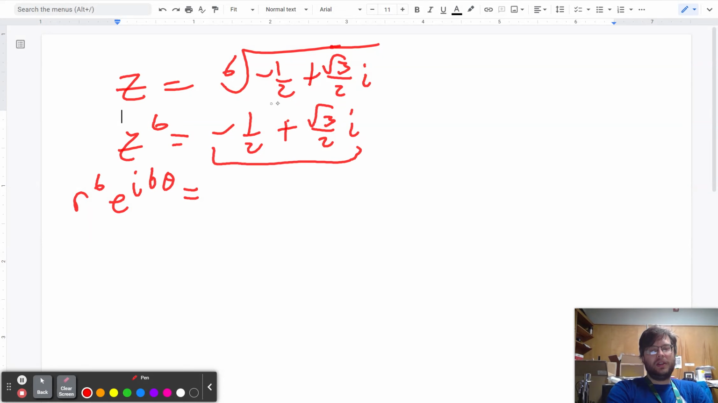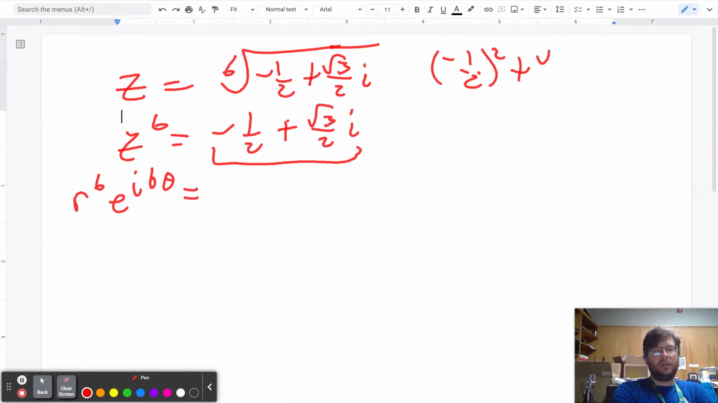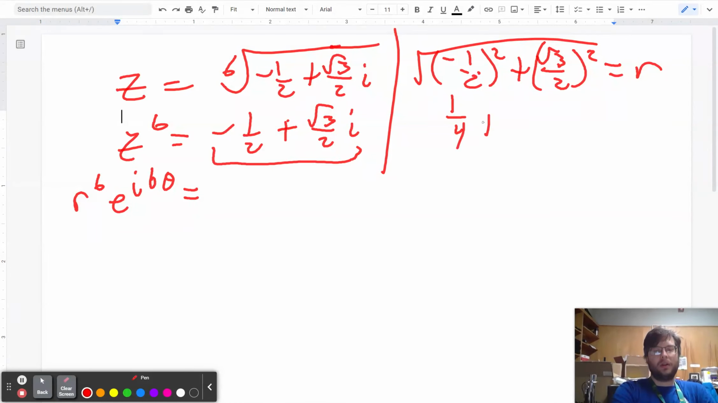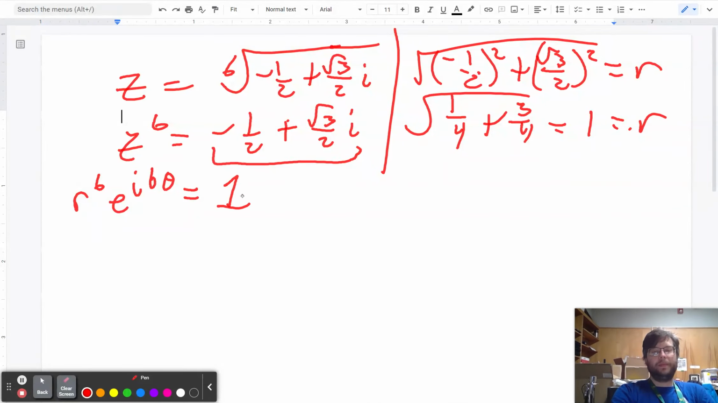If I do negative 1/2 squared plus root 3 over 2 squared, take the square root of it, I'm going to get a quarter plus 3/4, which is 1. That's the r value. So I've got 1.